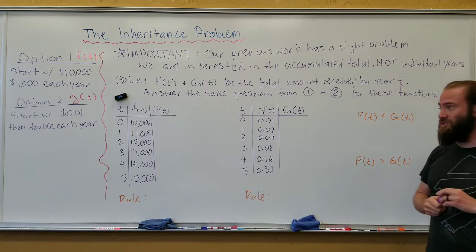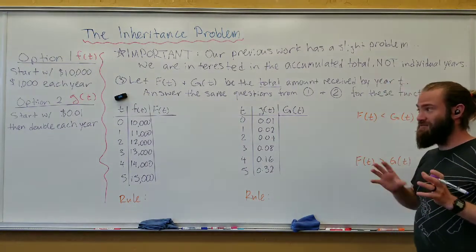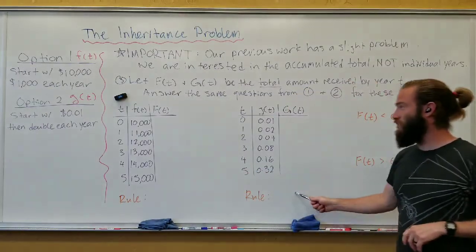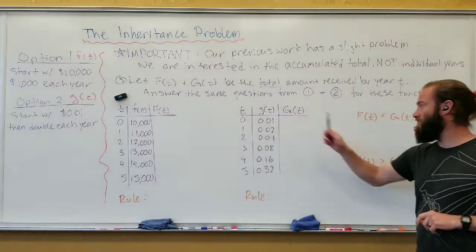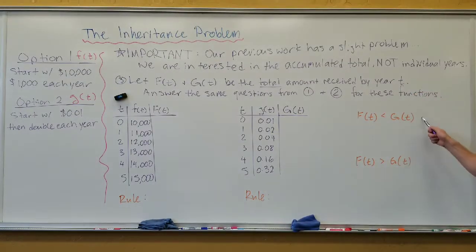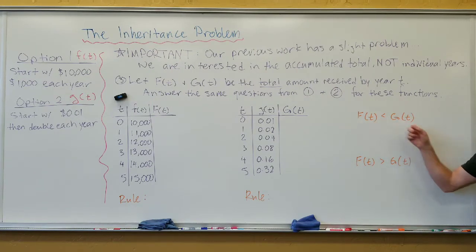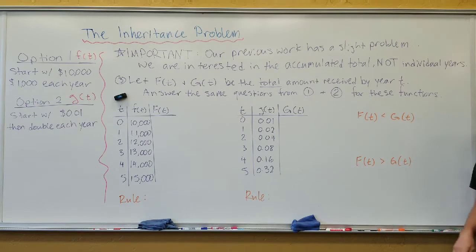Now, I want to remind you, we're still going to be using some processes that we've done in the past to figure out a closed form rule. So that's what we're going to start with, finding a closed form rule for f of t and g of t, but big F and big G. And then we'll ask the same question. When is it worth it, or for which years is option 1 going to be less than option 2, and then for which years is option 1 going to be more than option 2. Okay, so let's start with the rules.